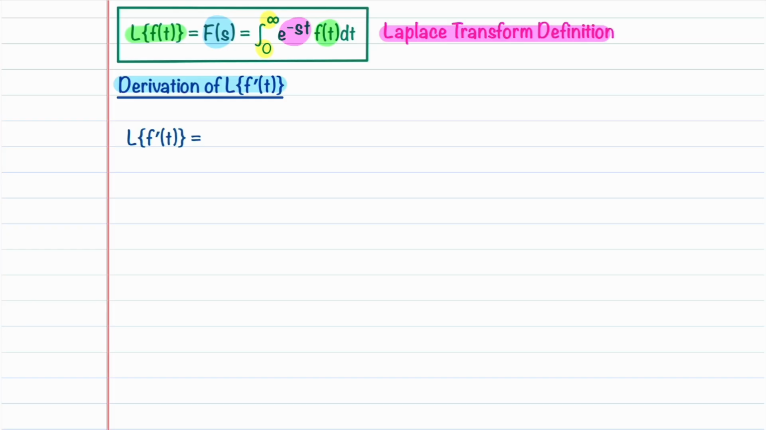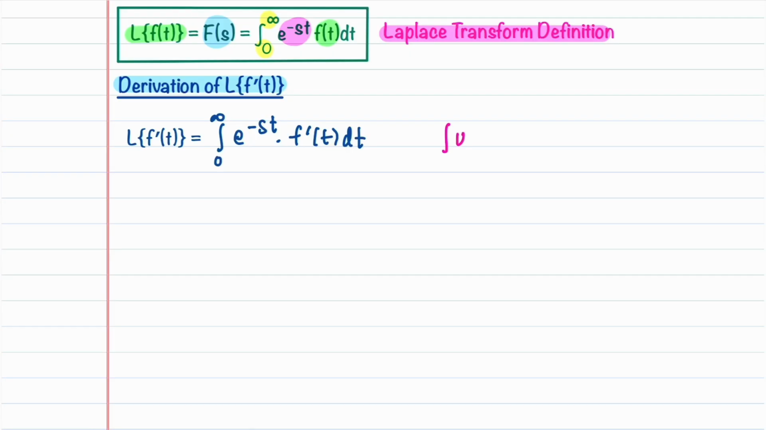Our definition tells us that this Laplace transform is going to be the integral from 0 to infinity. We have e to the minus st, and we multiply that by f prime of t and integrate with respect to t. We're going to need to use integration by parts to solve this integral, because that will reduce this integral to an integral with just e to the minus st times f of t instead of f prime of t. I'm going to start by writing down the formula for integration by parts.